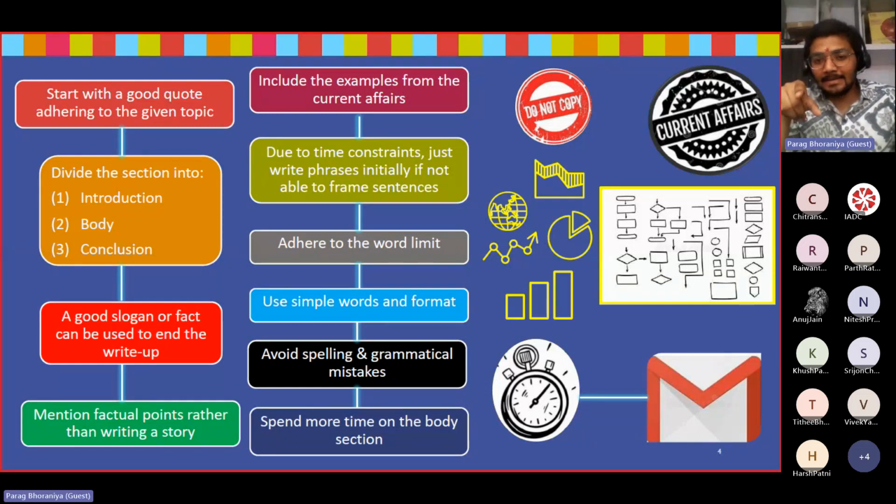Adhere to the word limit, as I mentioned. As soon as you start typing, at the bottom portion of the Gmail, you will be able to see the number of words that you are writing. So that will give you an indication of whether the word limit given to you is reached or not. Use simple words and format. Do not try to exaggerate your content, thinking, let me write something unique. I want to just present my topic in a unique manner.